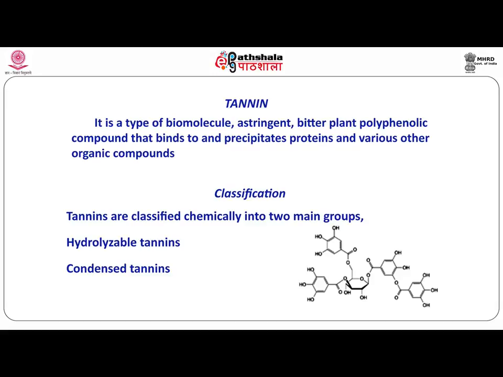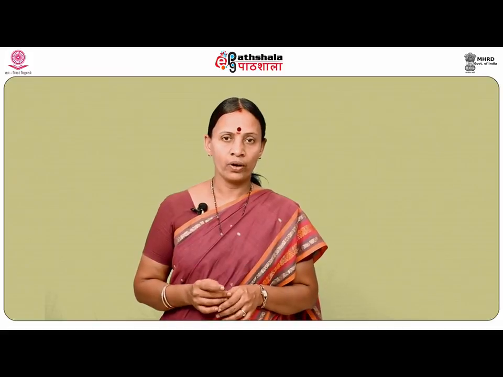Tannins are a type of biomolecule, an astringent, bitter plant polyphenolic compound that binds to and precipitates proteins and various other organic compounds, including amino acids and alkaloids. These compounds are widely distributed in many species of plants. The astringency causes the dry and puckery feeling in the mouth after the consumption of unripened fruit or red wine.